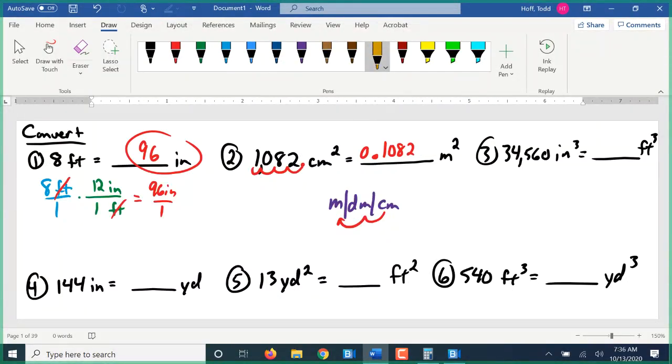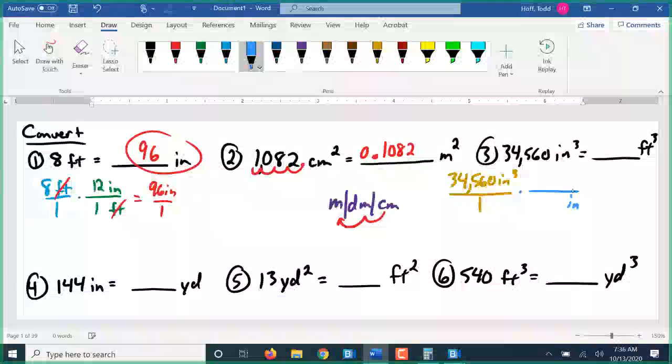Number three, 34,560 cubic inches. Put that over 1. And we are getting rid of cubic inches, so we'll put those on bottom here. Going to cubic feet. 1 cubic foot. Now, this is where you got to remember your conversions. 1 foot is 12 inches. 1 cubic foot is 12 cubed, or 1,728 cubic inches.